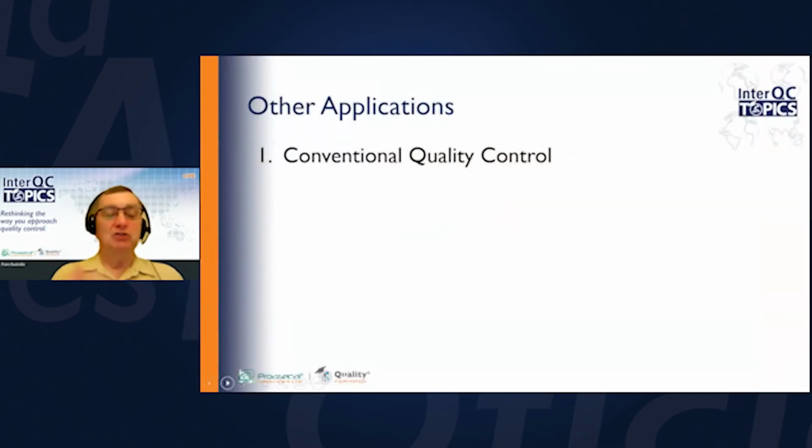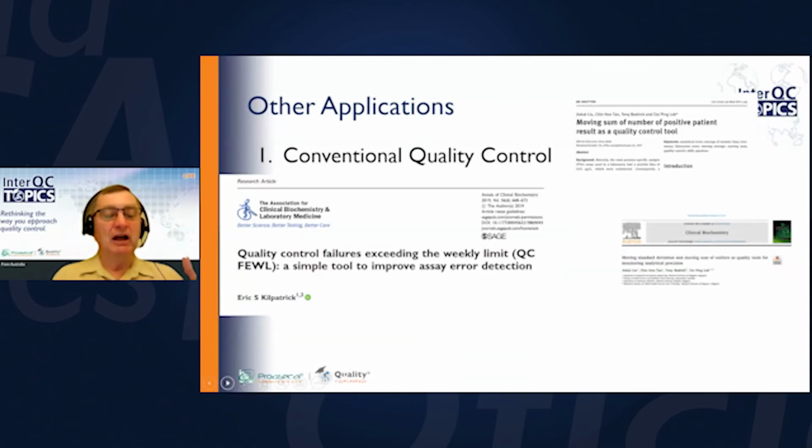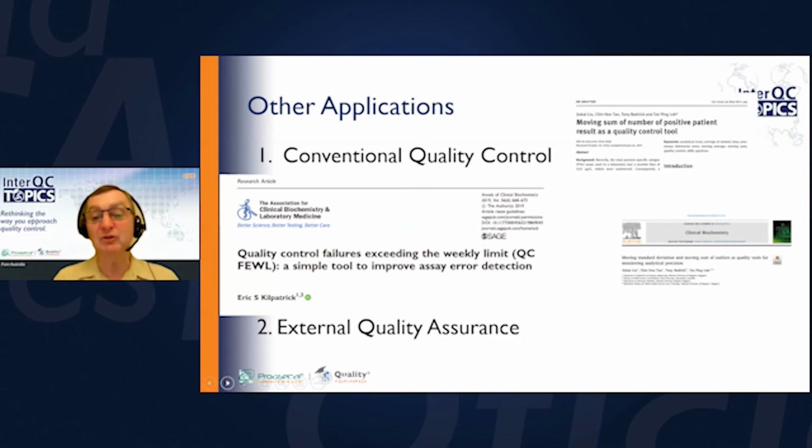So, other applications. In terms of moving average algorithms, people have published on using the algorithm with conventional QC samples. So rather than using Westgard rules, if you actually just use an average of normals, a moving average data plot, it can be just as useful as Westgard rules. In fact, more useful.